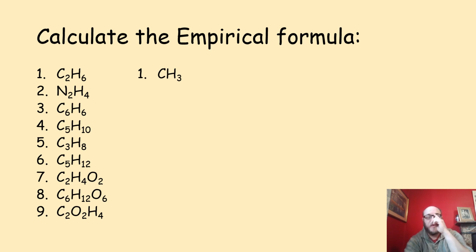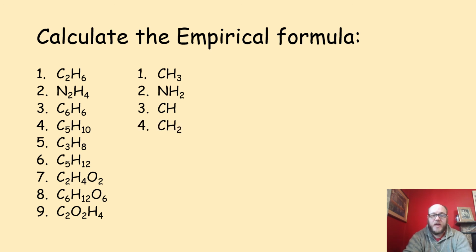All right, welcome back. Let's have a look at number 2 then, N2H4. I can divide both of those numbers by 2 and end up with NH2. For every nitrogen I have 2 hydrogens to go with it. Number 3, C6H6. I could list all the common factors in that, but hopefully this one should be pretty obvious. For every carbon you have 1 hydrogen, so it's just CH. C5H10. If you divide 10 by 5, you end up with 2, and you can see that for every carbon you need 2 hydrogens, and so you end up with CH2.